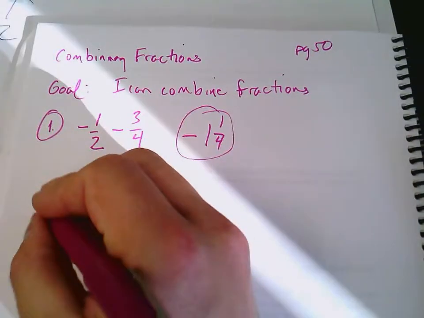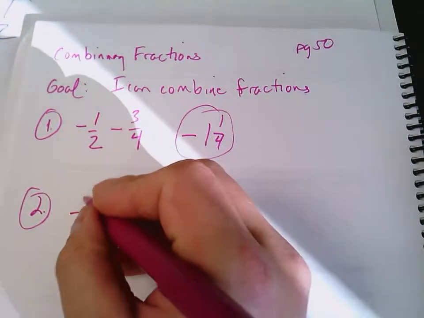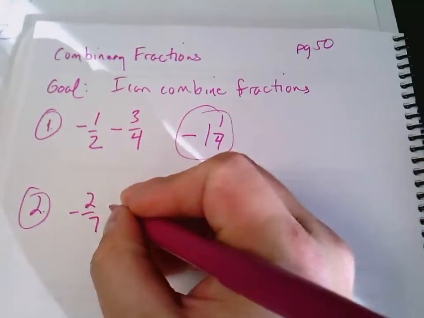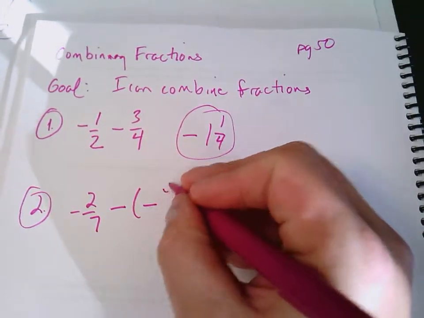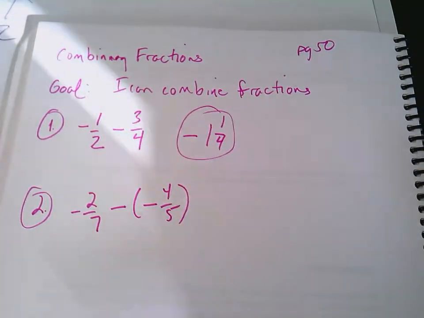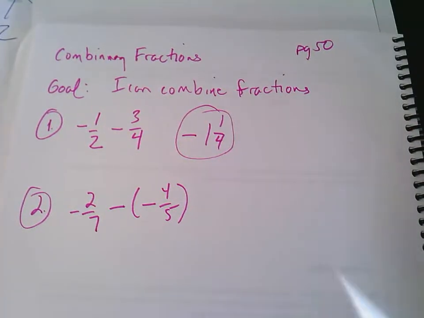All right, number 2. Let's do negative 2/7 minus, then parentheses, negative 4/5. Pause if you need to make sure you get the problem written down. All right, so moving on.